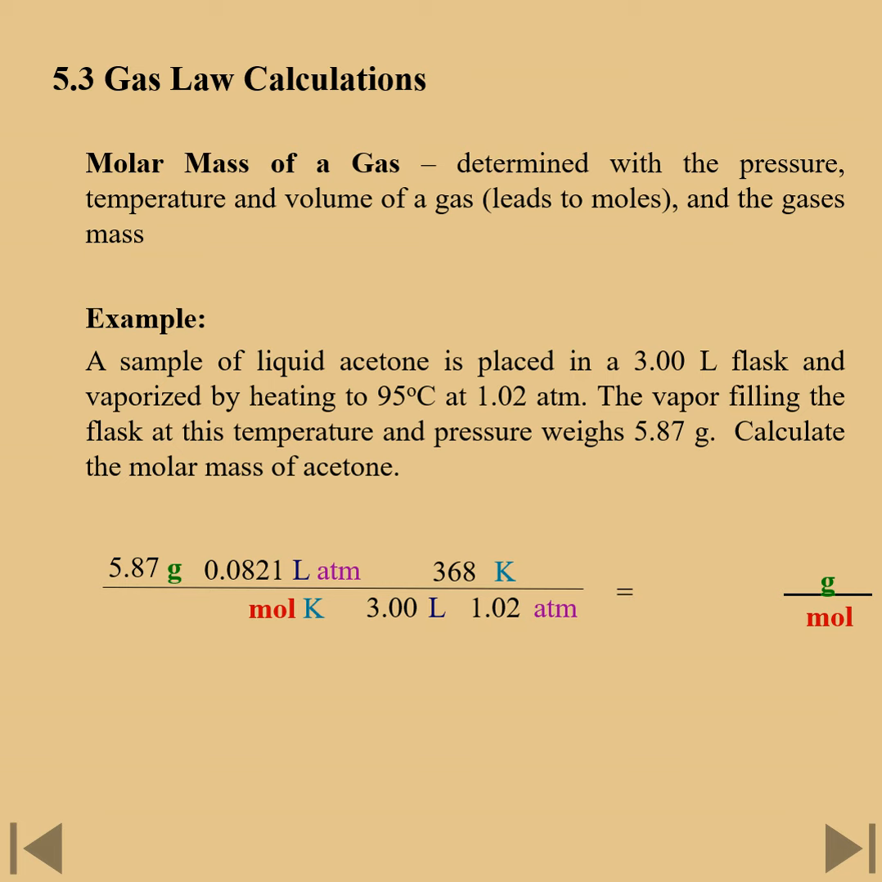Once the numbers are in, I would scratch out those common units. So scratch out atmospheres, scratch out liters, scratch out kelvins, circle the grams over moles, just to make it jump out that much more that we've done this correctly. And when I put this on the calculator, I come up with 58.0 grams per mole. There's the molar mass of acetone.